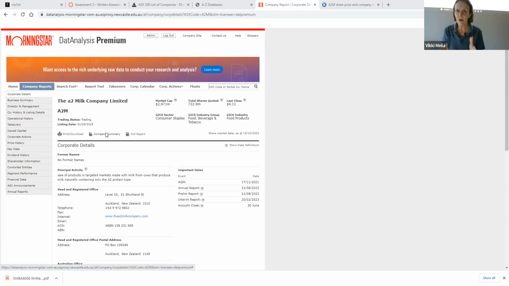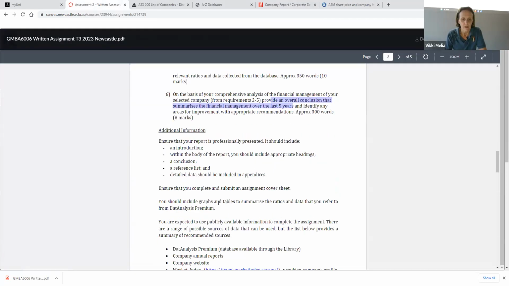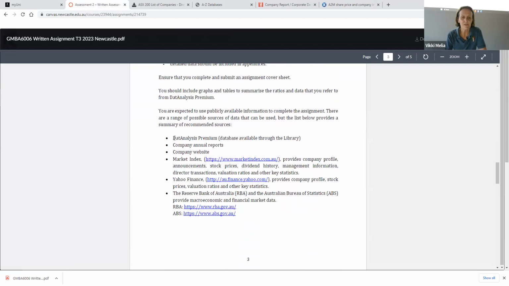The company website would be another source. The ASX website would be another source. I'm going to close that. I put that down here and said, you can use the database through the library website. It's got some good financial summaries. Go to the company website and have a look at their annual reports and have a look at their press releases. There's other websites like Yahoo Finance and Market Index where you can get information. And on top of that, search online and see what else you can find.